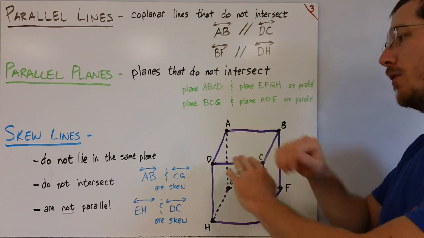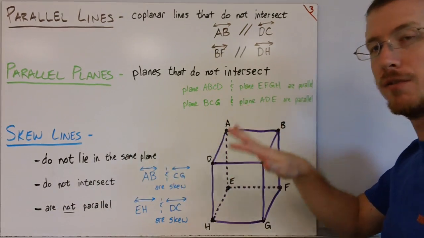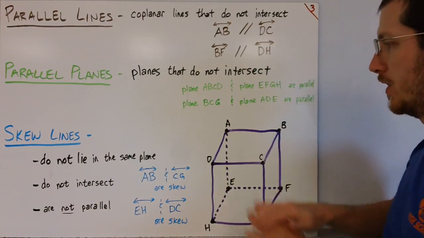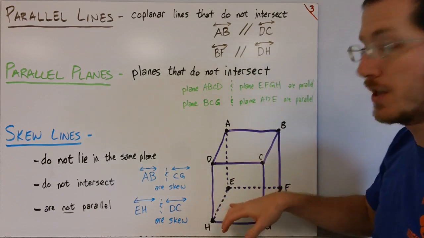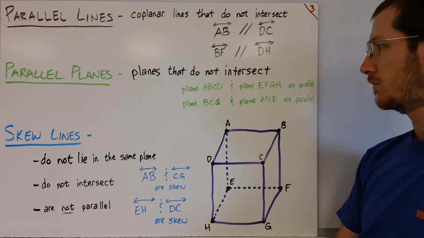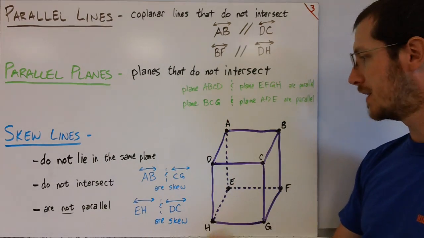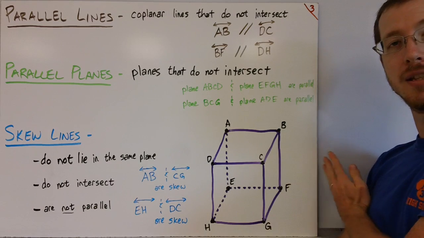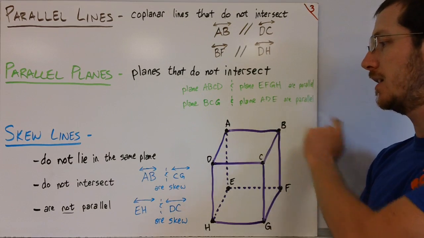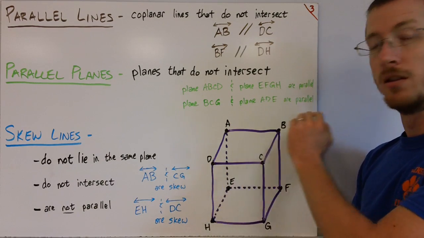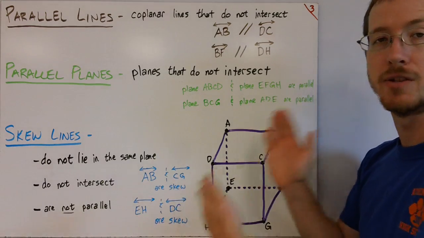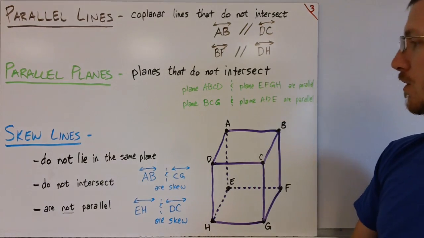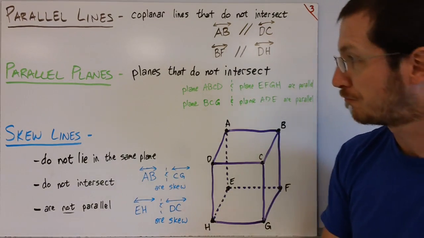They'll never touch. Remember, a plane goes on forever and ever in the flat directions. If you can imagine they're going on forever and ever, they'll never touch the bottom of that box. Okay, another example, plane BCG, the right side of the box, and plane ADE, the left side of the box. Okay, they'll never touch. They're parallel planes as well. And then of course the front and the back are also parallel.